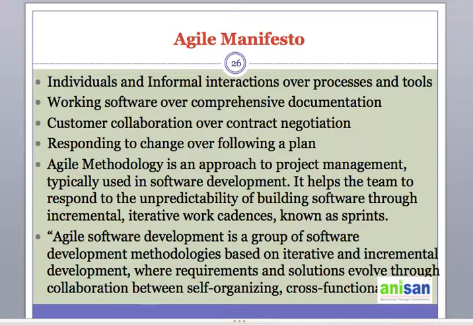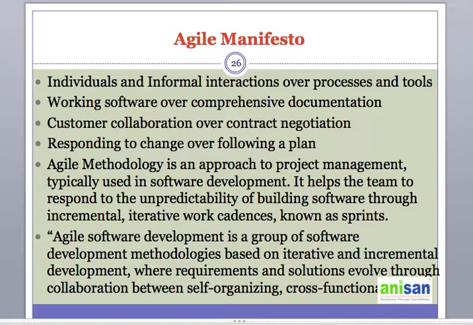Then we have customer collaboration over contract negotiation. Here the developers or the technical team work very closely with the customer or the users, to ensure that their needs are considered while developing a product or solution, and there is less focus on contract negotiations. That's one of the major Agile Manifesto values.